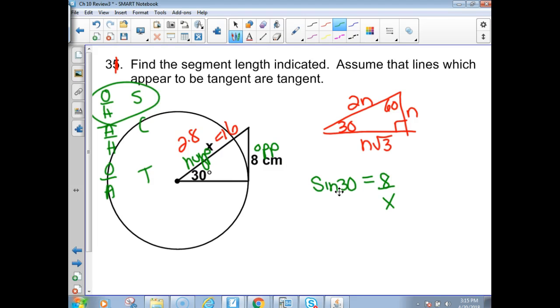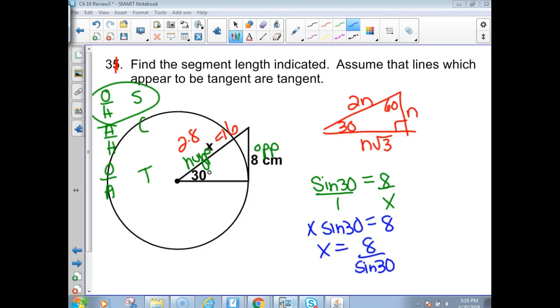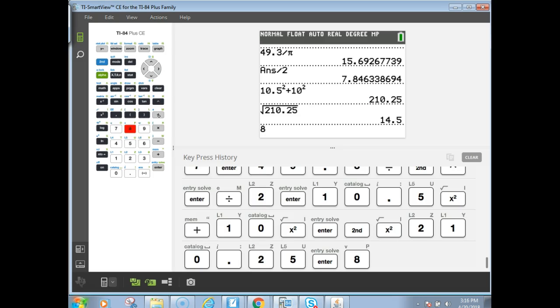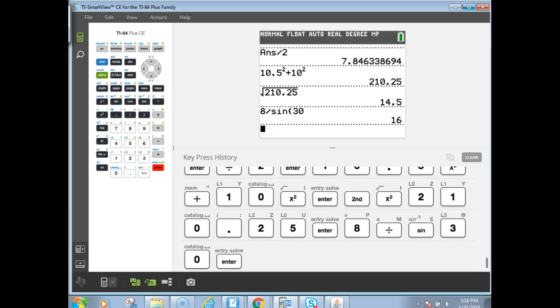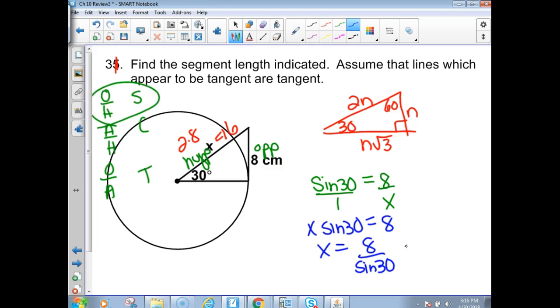And then you would have to remember that when you have x in the bottom, you have to do cross products. X times the sine of 30 equals 1 times 8. Well, you always do cross products in a proportion. However, you're going to need to divide. So 8 divided by sine 30 is the other way to get it. If you type 8 divided by sine 30 on your calculator, it will give you the correct answer of 16. Doesn't matter to me which way.